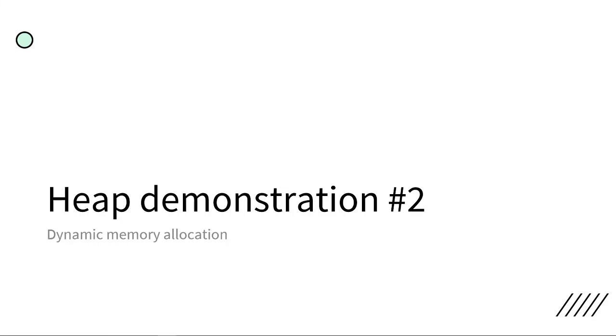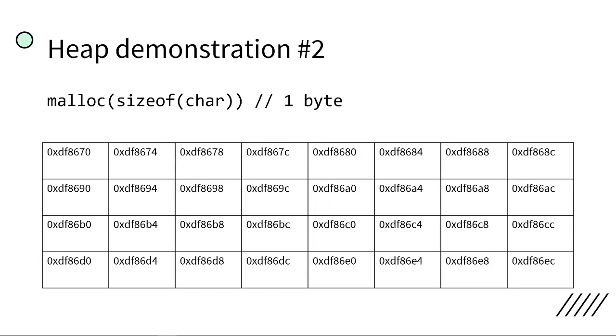Next topic is heap demonstration number 2. In this demonstration, I will show you dynamic memory allocation. What I demonstrated earlier was the global variable. Now I will demonstrate dynamic memory allocation. In the C language, when you dynamically allocate memory, you use malloc, a function which stands for memory allocate.